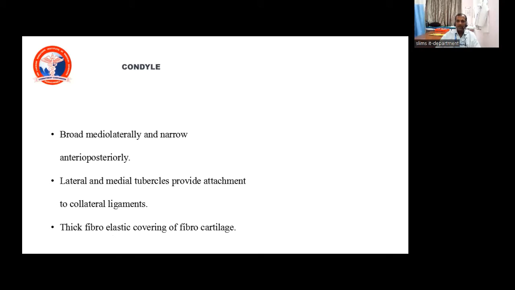Before that, a brief anatomy about the condyle, the condylar process of the mandible. It is broad mediolaterally and narrow anteroposteriorly. When you look at the head of the condyle, it is broad mediolaterally and narrow anteroposteriorly. That is how the structure of the condyle is. Lateral and medial tubercles provide attachment to the collateral ligaments.